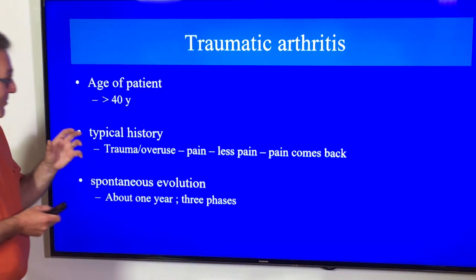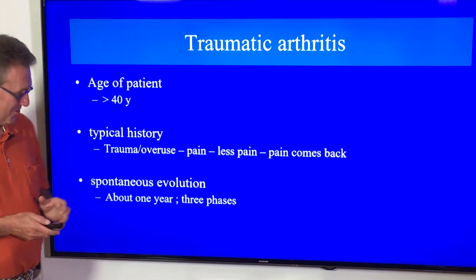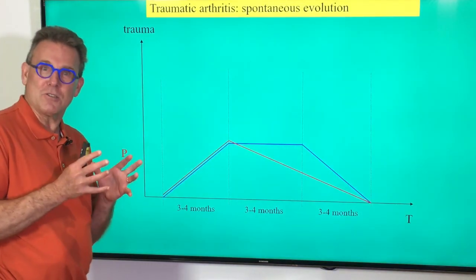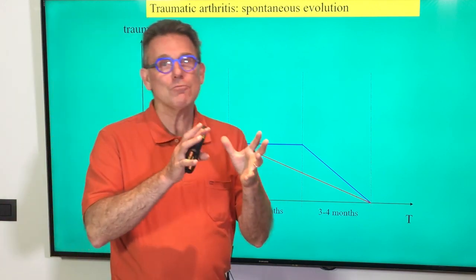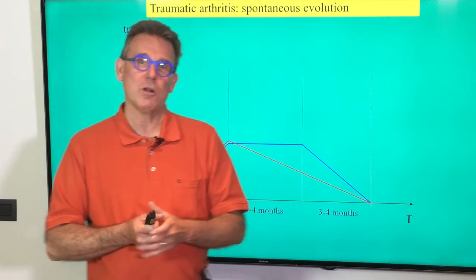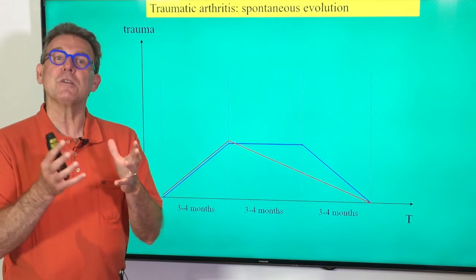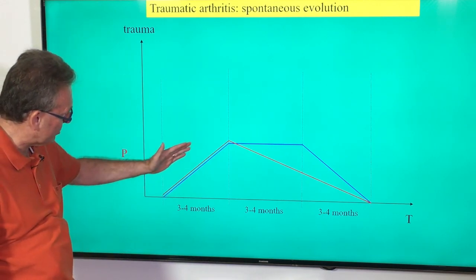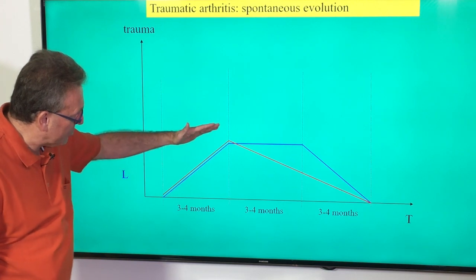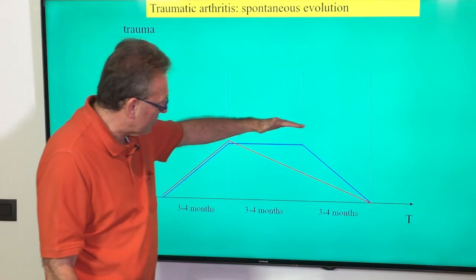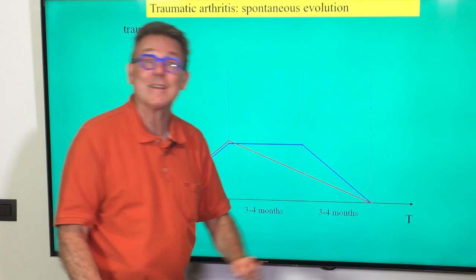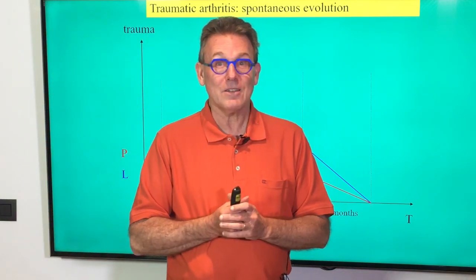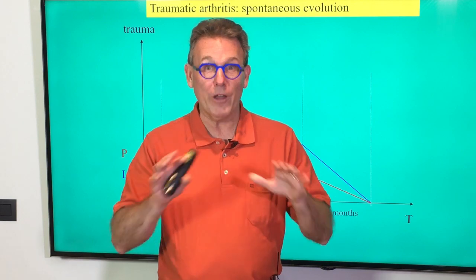Well, there's also some positive news. A traumatic arthritis has a spontaneous evolution in about, let's say, 9 to 12 months. And there are 3 different phases. You have 3 to 4 months, the pain and the limitation of movement is increasing. 3 to 4 months, it's more or less stable. 3 to 4 months, it gets better again. So, the good news is, sooner or later, it will be okay without any treatment.